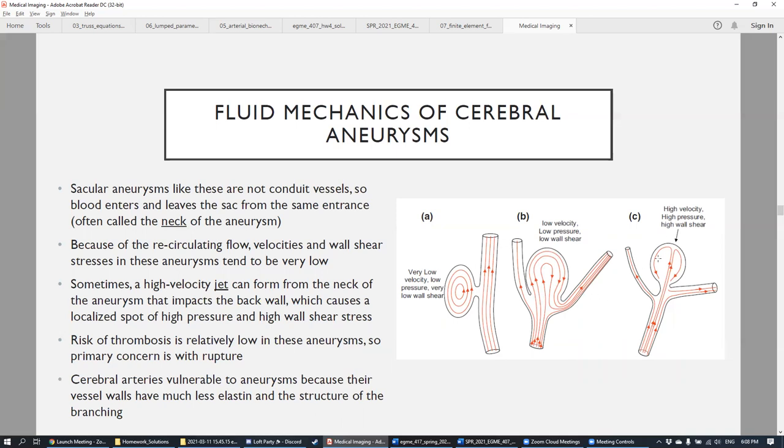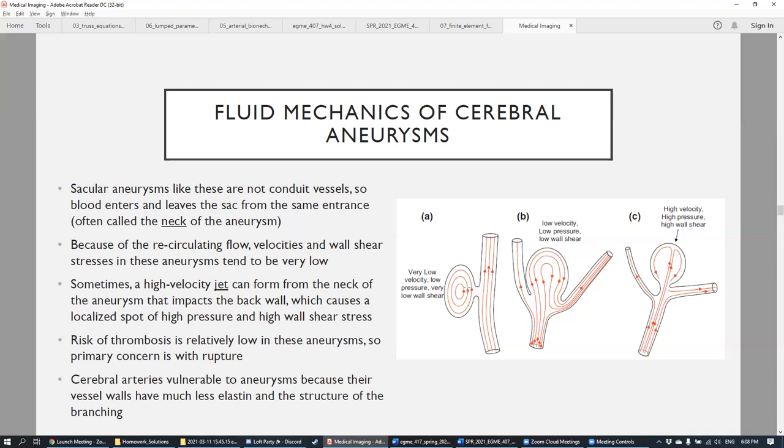But sometimes, if you have a saccular aneurysm that forms at a bifurcation, which is common here, you can have a high velocity jet that goes into your aneurysm and impinges onto the back wall. At that small location, you end up having high velocity and high wall shear stress. But most commonly, you're going to have cases where you have low velocity and low wall shear stress.